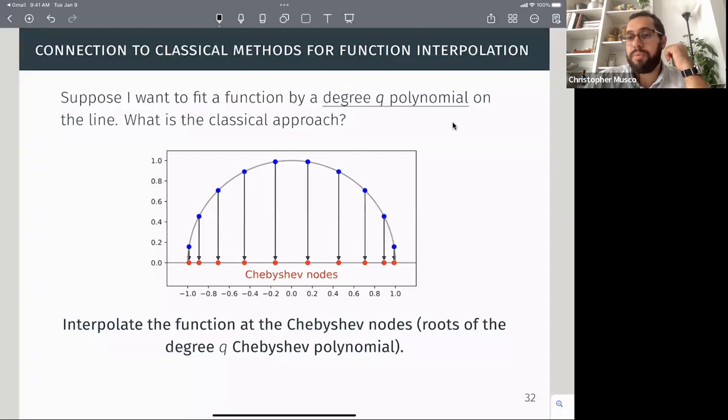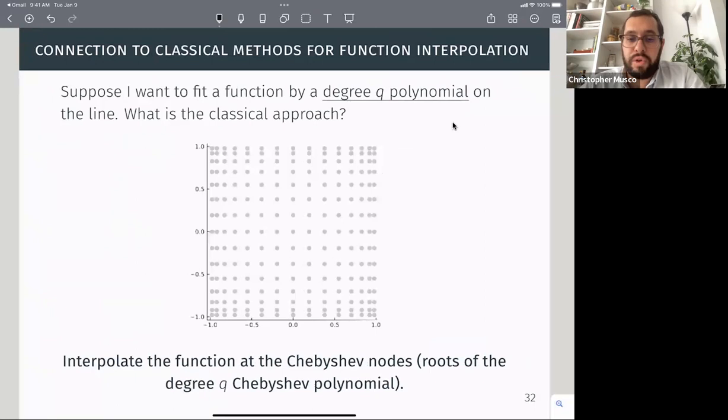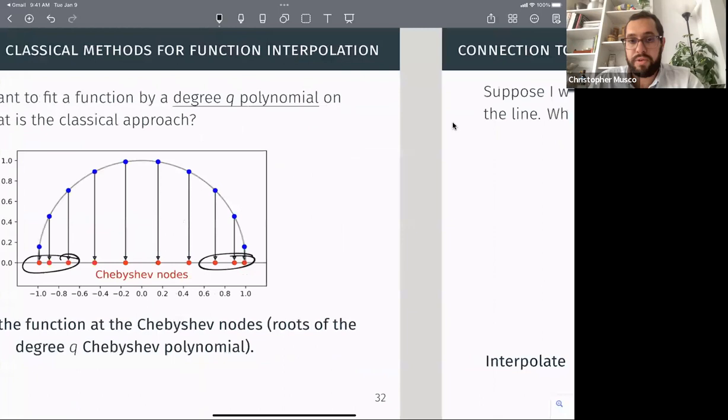The classical approach is polynomial interpolation. And typically what you learn is you should interpolate the function at the Chebyshev nodes. The Chebyshev nodes are obtained by drawing a semicircle, taking evenly spaced points on the semicircle, and dropping them down to the line. They're also the roots of the degree Q Chebyshev polynomial. So they have the property that they concentrate closer to the edges of the interval. Why do you do this? Before I talk about that, this is the same picture in two dimensions. These things can be extended to two dimensions just by taking the natural tensor product of the one dimensional points. Okay, so those are two dimensional Chebyshev nodes.